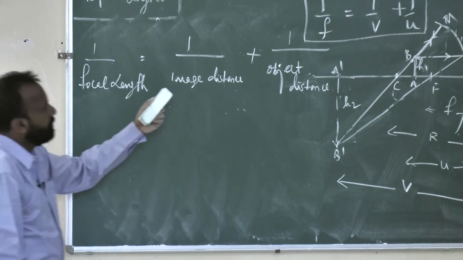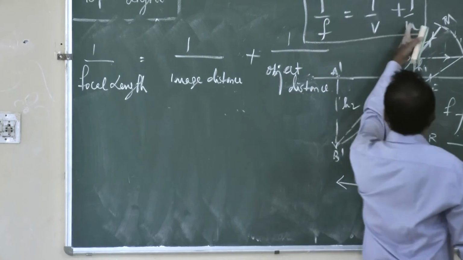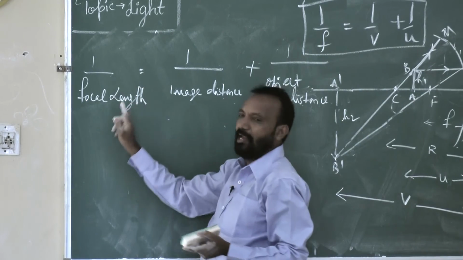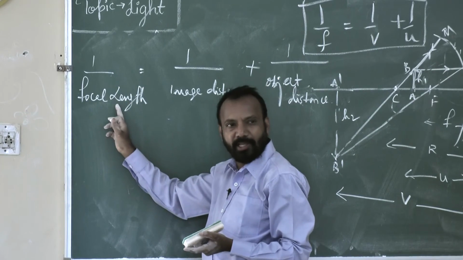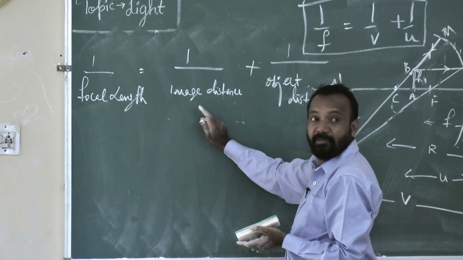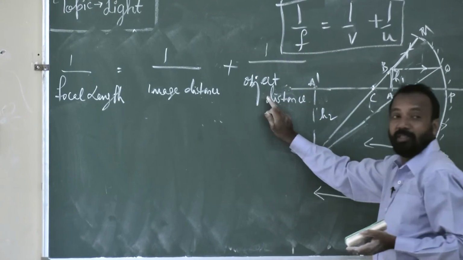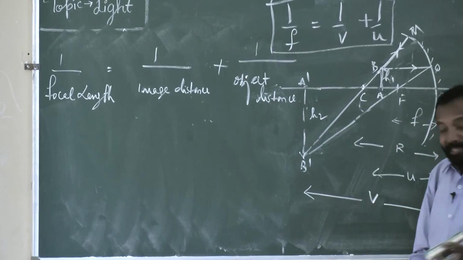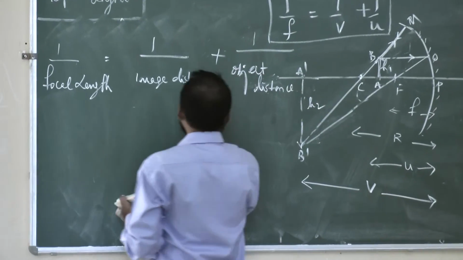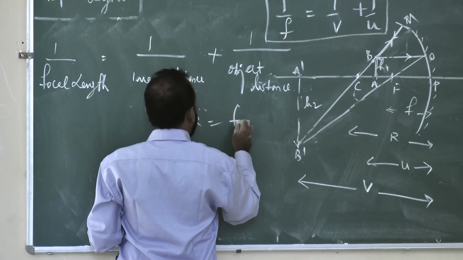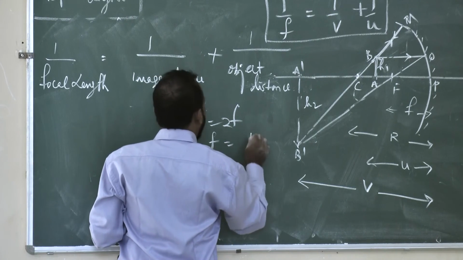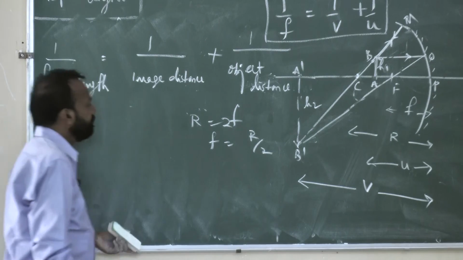You see, 1 by F equals 1 by V plus 1 by U. I can write 1 by focal length. 1 by F means 1 by focal length, 1 by V means 1 by image distance, 1 by U means 1 by object distance. Again you see, focal length is what? R is equal to 2F. F is equal to what? R by 2.